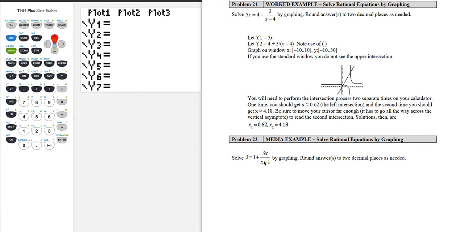For 22, it's going to be a little bit different. The right-hand side is going to look something like that rational part there. It could be in different locations. The left-hand side is going to be a horizontal line at 3. So let's see how that works. So 3 goes in for y1, 1 plus 3x divided by, and now I need to use parentheses, x minus 1. I have to be careful with my denominator. Then I'm going to press graph.